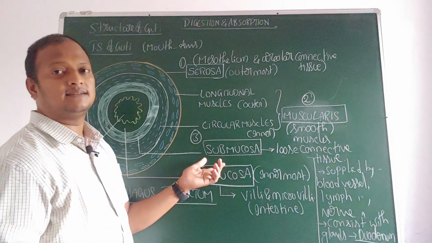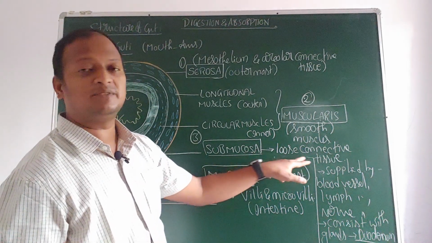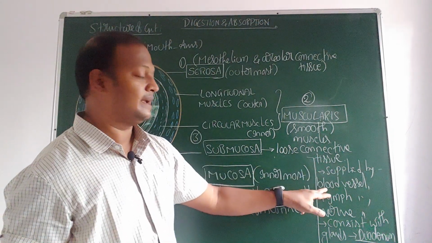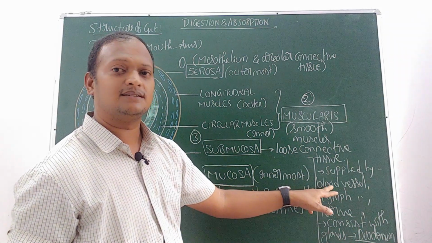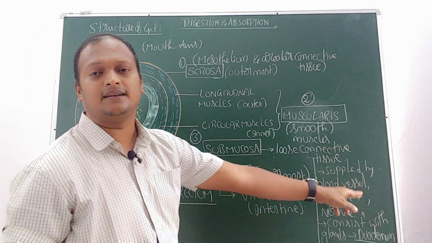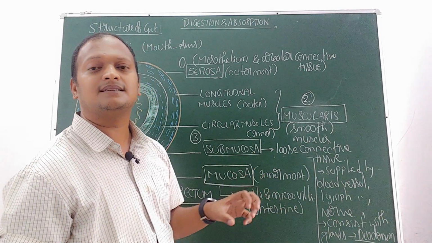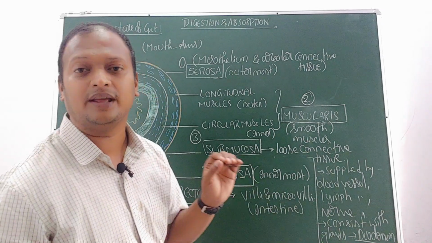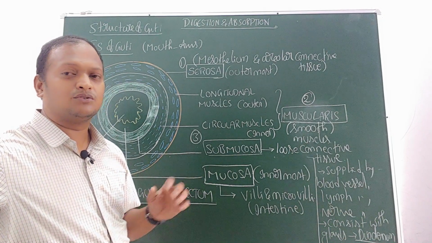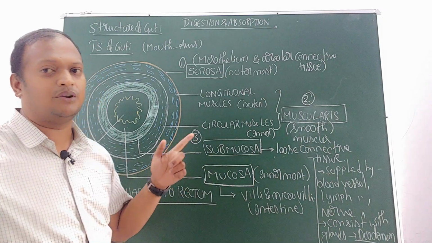And what about the third layer? Submucosa. The submucosa is made up of loose connective tissue, which is supplied by blood vessels, lymph vessels and nerves. The submucosa also consists of different types of glands in the region of the duodenum. Throughout the gut, the basic structure is common, but modifications are different. You need to remember that point.